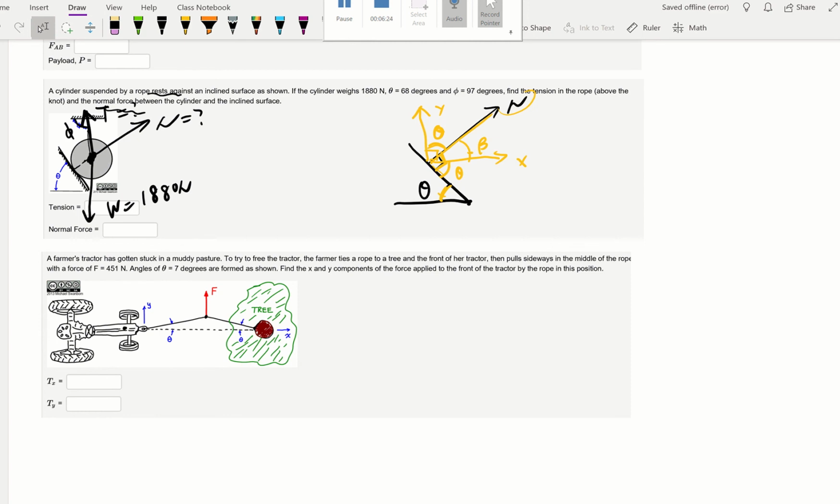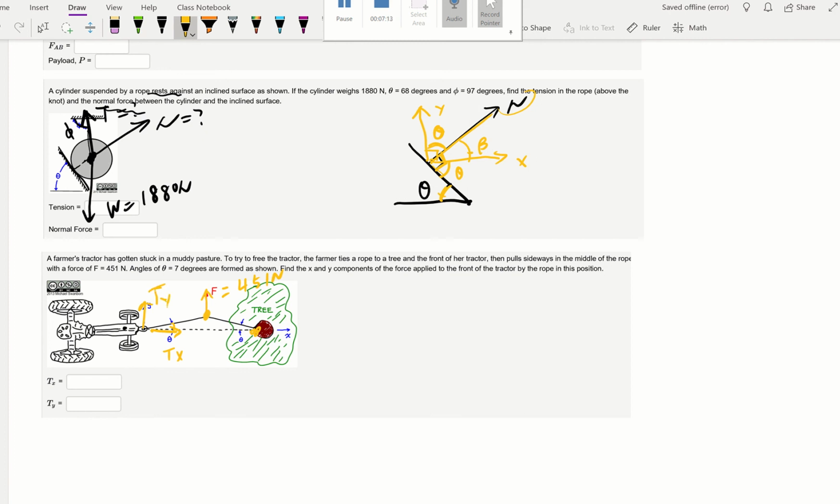Then the last problem, they said a farmer's tractor is stuck in a muddy pasture. And so to free the tractor, the farmer ties a rope to a tree right here and then pulls sideways. This is a sideways pull in the middle of the rope. So this force is given as 451 Newton, and the angle theta is given. And it's midway, which means this is symmetric. And find the xy component of the force applied to the front of the tractor. So basically they want you to find the force Tx and the Ty at the front of the tractor.